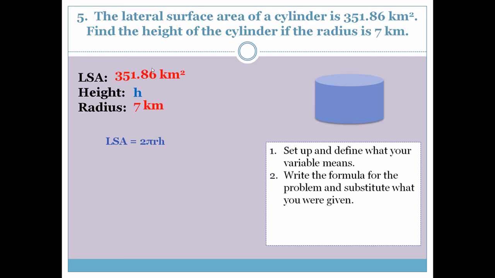It's not in terms of pi, so I'm going to write 3.14 for pi. My radius is 7, and my h is going to be h, because I just don't know what it is. So there we go. Substitute away. All right, so how do you solve it?